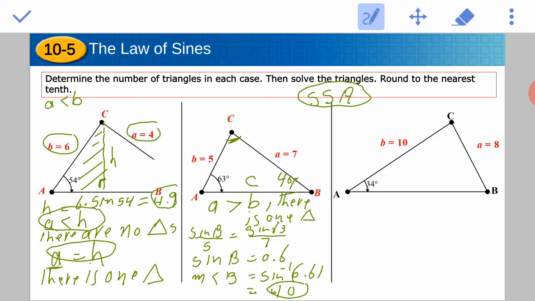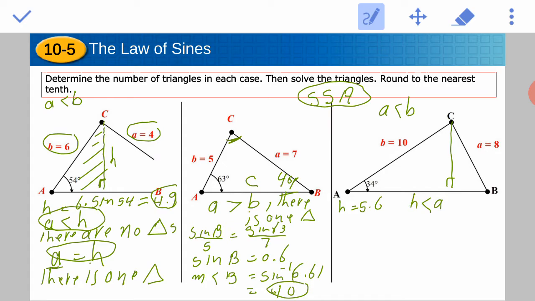The third scenario, and the most important scenario. Guys, in the third scenario, A is also less than B. And if you find the height of this triangle H, you will find the following. The height of this triangle is going to be 5.6. And now side A is greater than H.